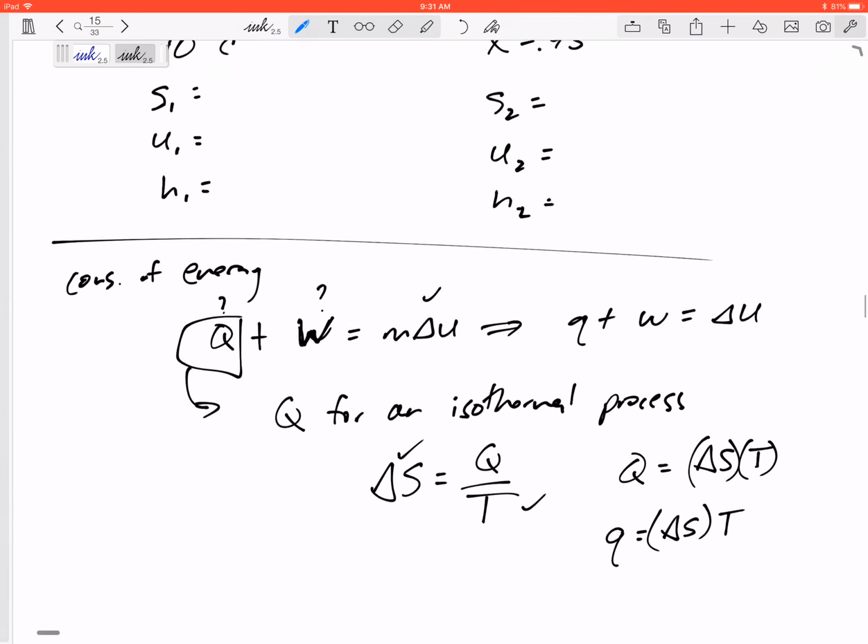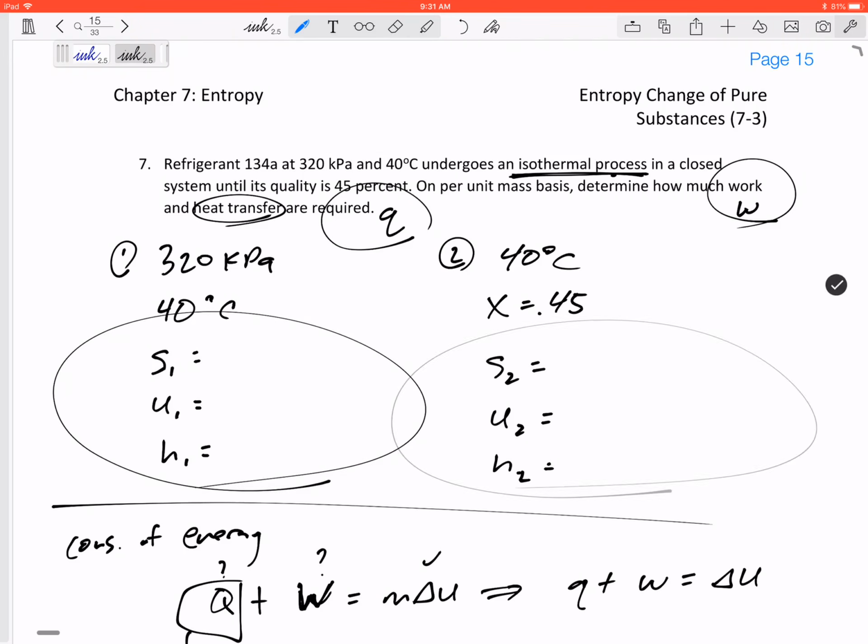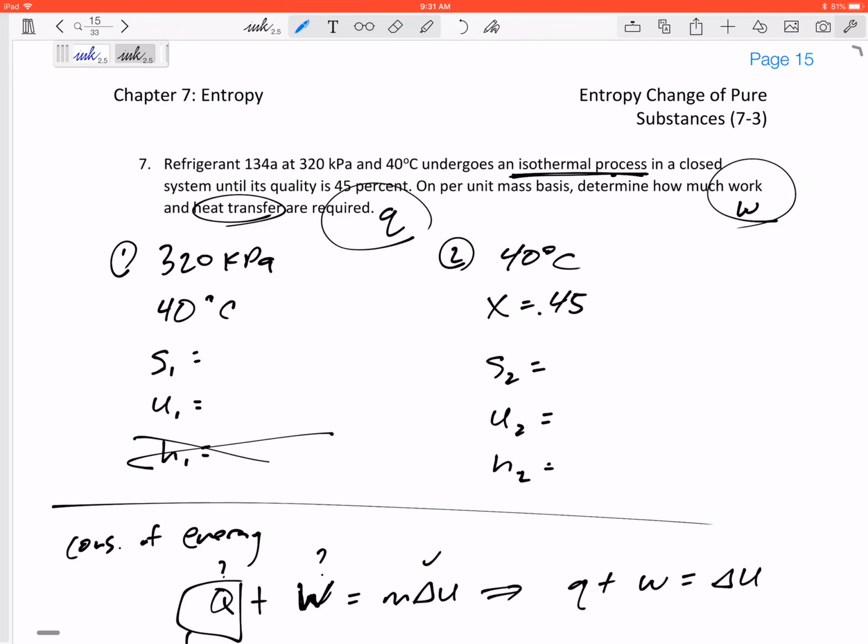So let's find all of these values. And actually, I think you can see we're not going to use H for this. We might use U. So pause this right now. Make sure you can find S1 and U1, and make sure you can find S2 and U2.